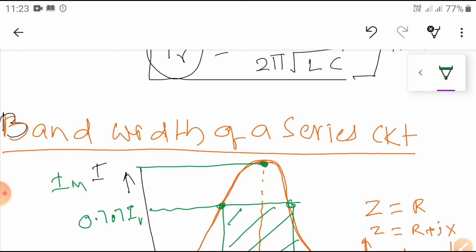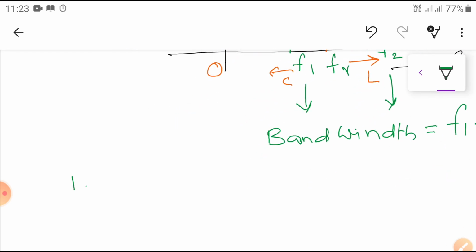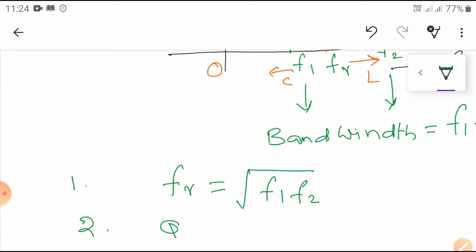So, let us summarize what we have seen. One, if the resonance frequency is not centrally located with respect to the lower and upper cutoff frequencies, that is F1 and F2, then we can calculate the resonance frequency FR directly as the square root of F1 times F2. And the second point to remember is that if the quality factor of a circuit is greater than or equal to 10, the resonant frequency is sufficiently near the center, almost exactly the center.